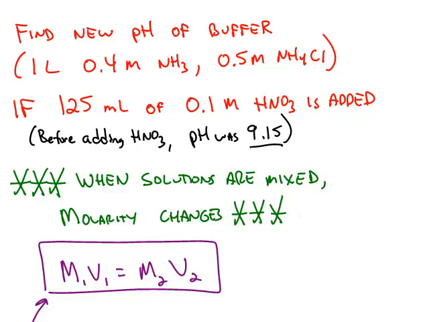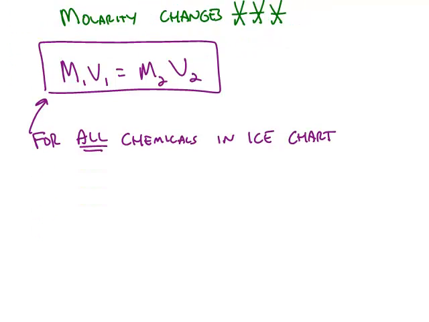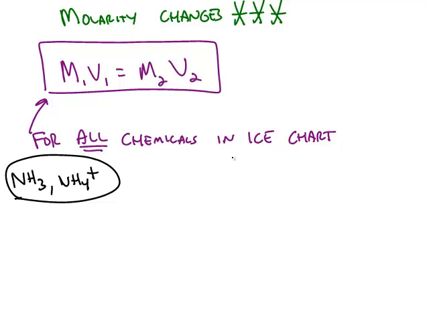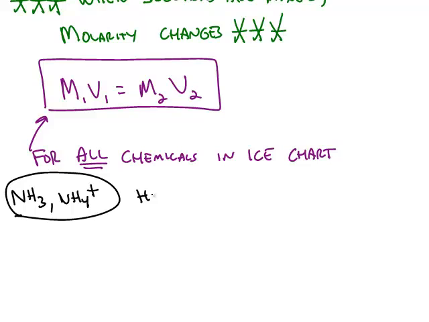We have to use our dilution formula, M1V1 equals M2V2, for every chemical that's involved in the reaction every time you mix together two solutions. So for example, in this case, we have NH3 and NH4 plus in our original buffer. And to that buffer, we're adding nitric acid.